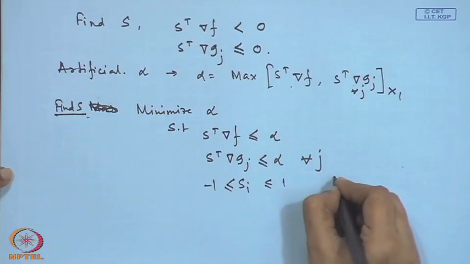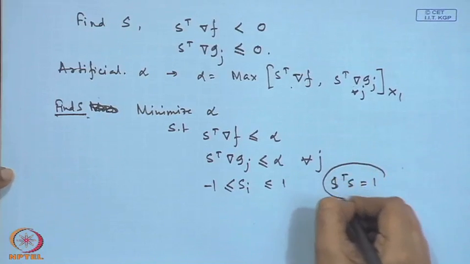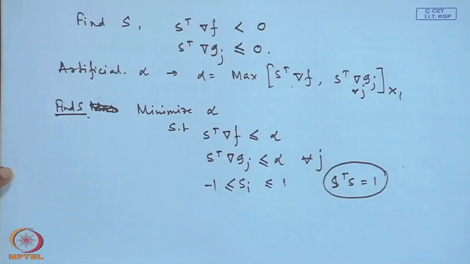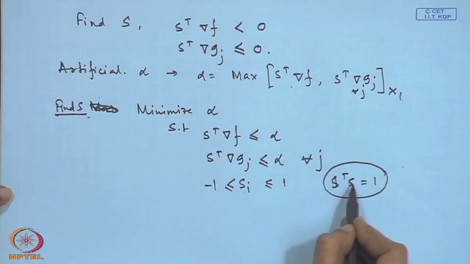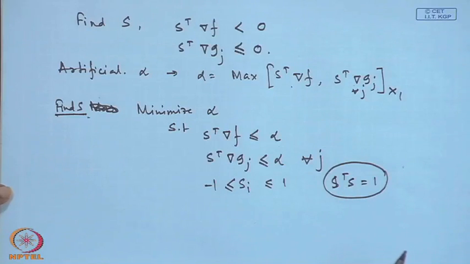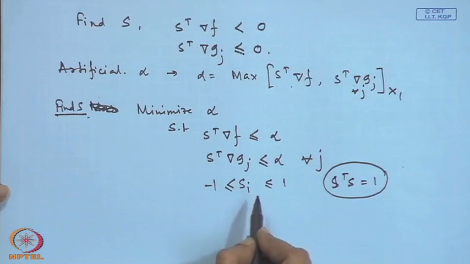Rather, we can say that S^T S is equal to 1. That is the normalization process, we can do it. Otherwise, if we consider the ith component, how many components of S would there be? S will have n number of components. That's because we are moving in the design space, an n-dimensional space, because the number of decision variables is n.